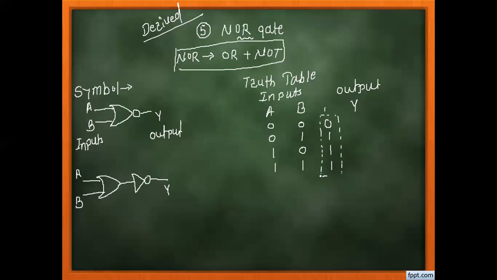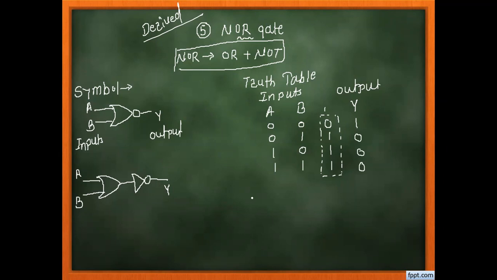आता हे आउटपुट कशाला कनेक्ट केलंय? नॉट गेटला. मग जर इनपुट नॉट गेटचं 0 असेल तर आउटपुट 1 झालं. इनपुट जर 1 असेल तर आउटपुट 0 झालं. सो दिस इज द बेसिक ट्रूथ टेबल फॉर digital NOR gate.